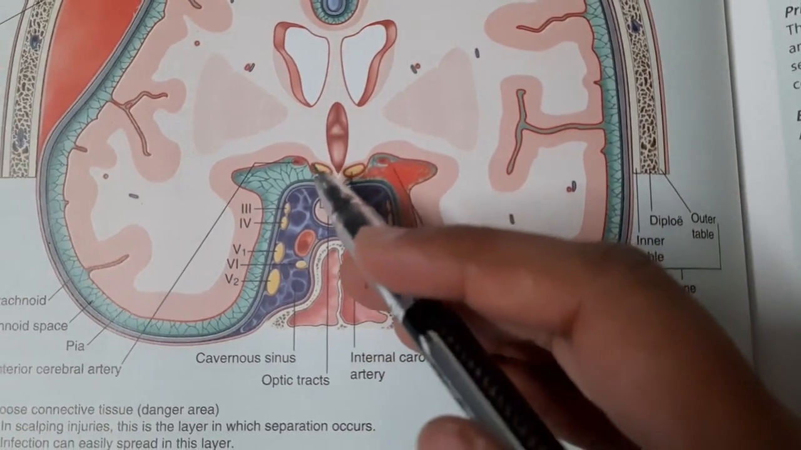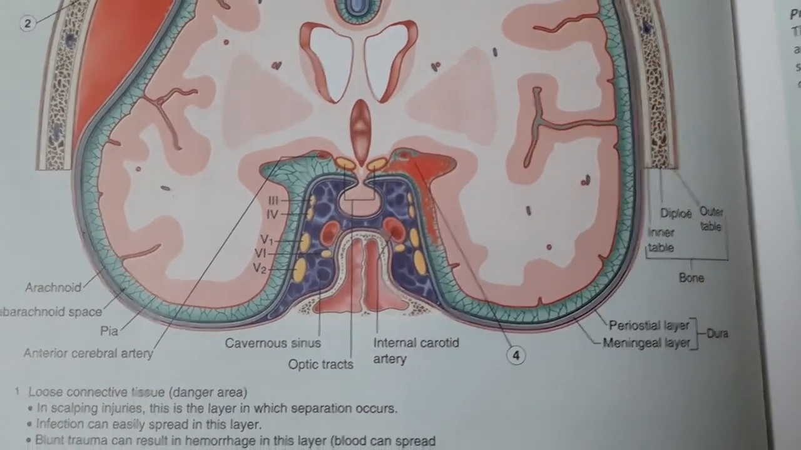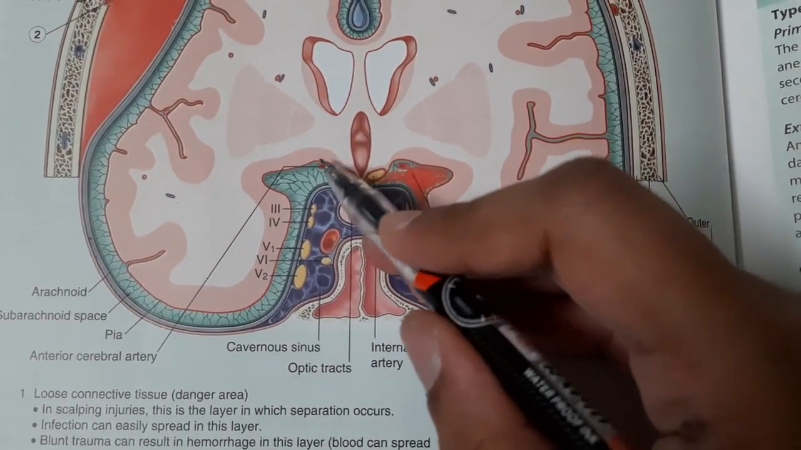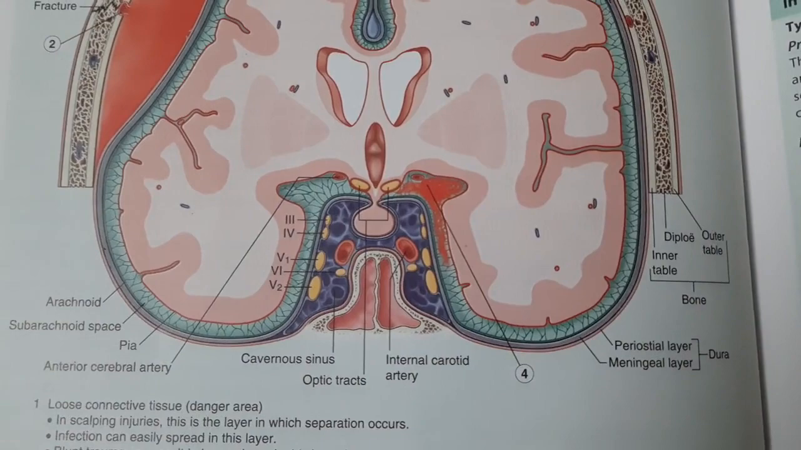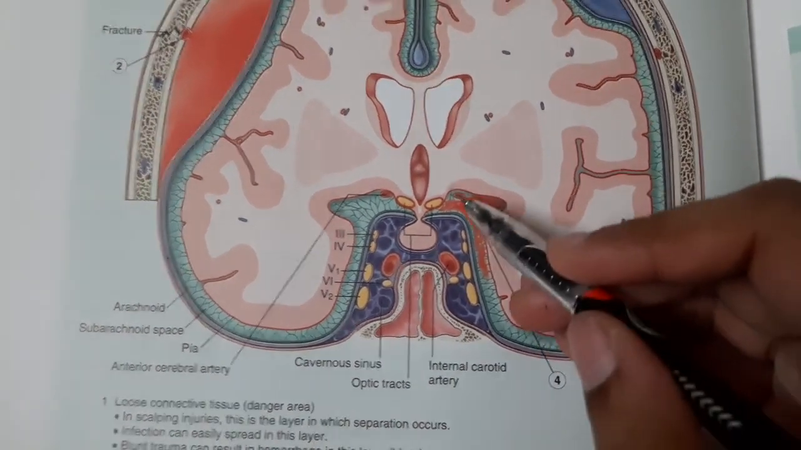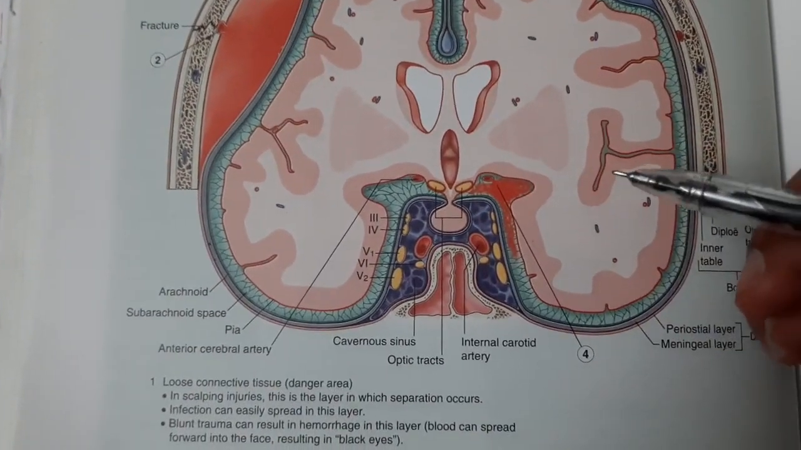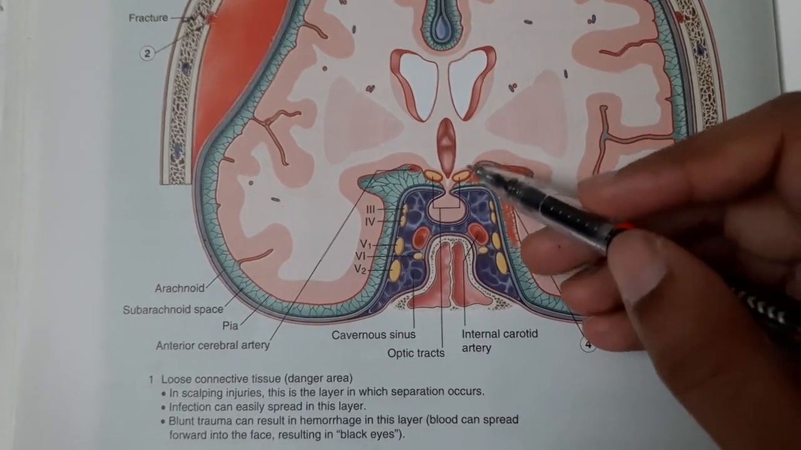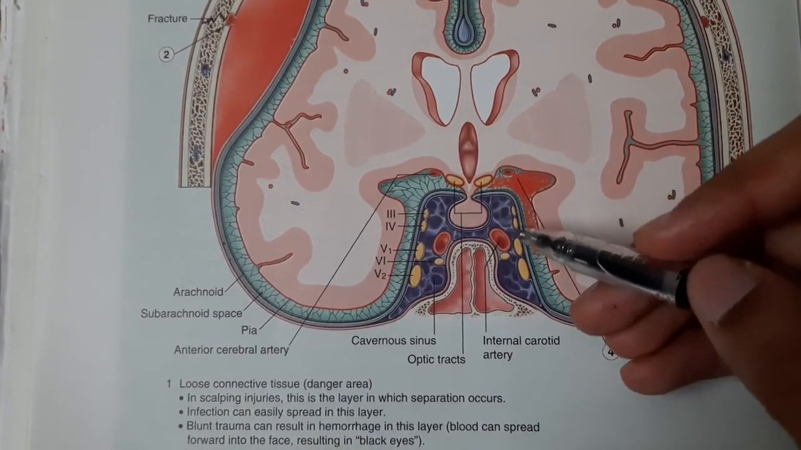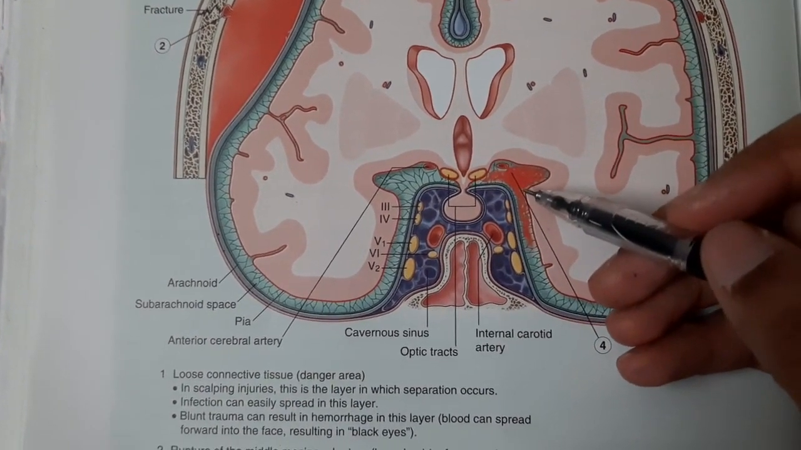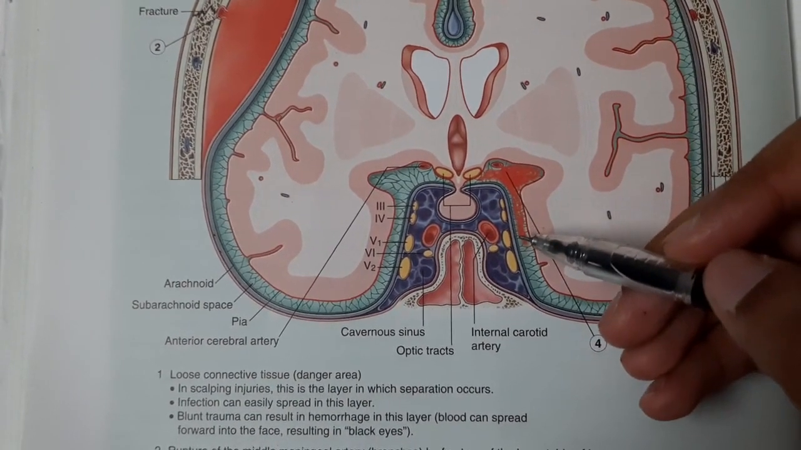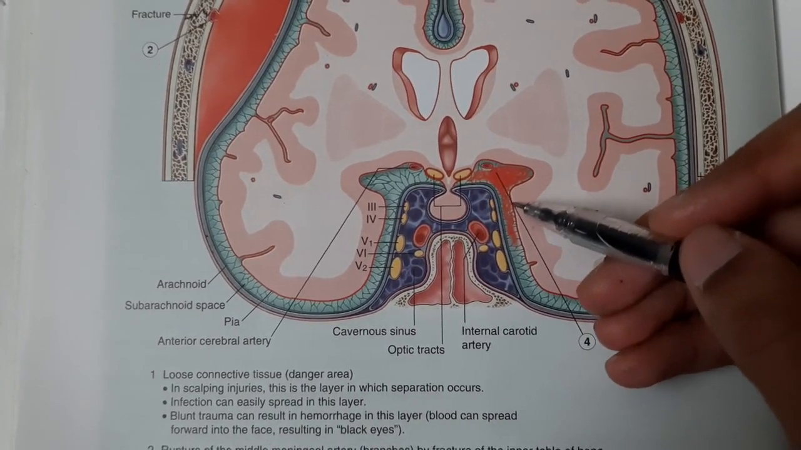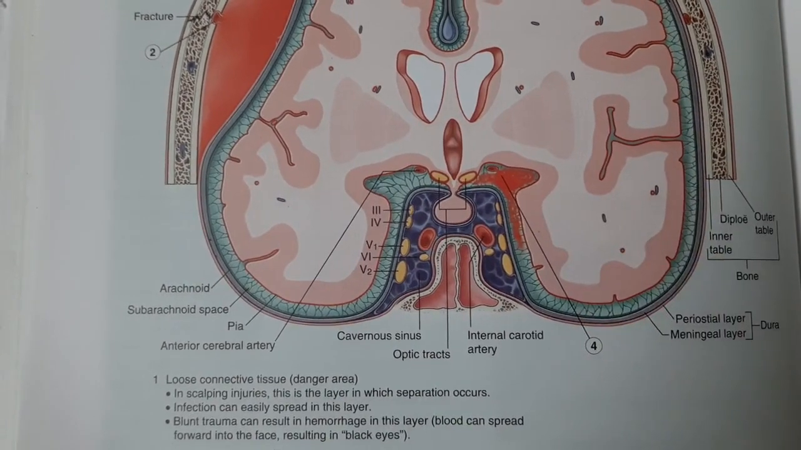Above the cavernous sinus, here you can see the optic tracts. This is the anterior cerebral artery. Rupture of this anterior cerebral artery can lead to an aneurysm, and to subarachnoid hemorrhage, where the blood is present between the pia mater and the arachnoid membrane.